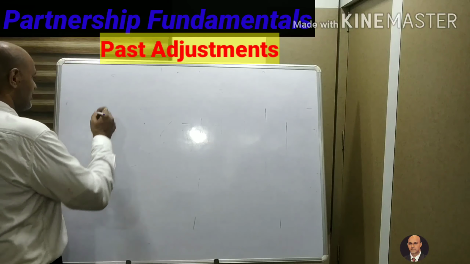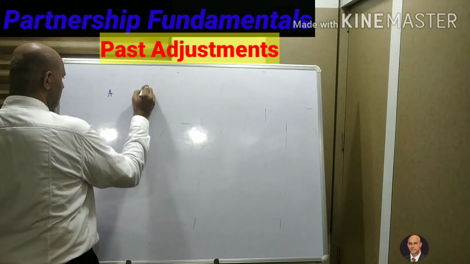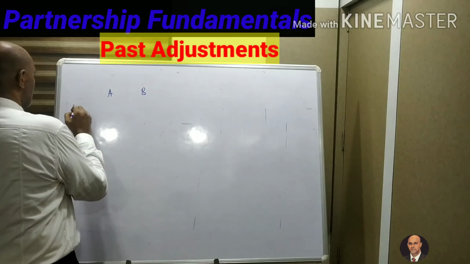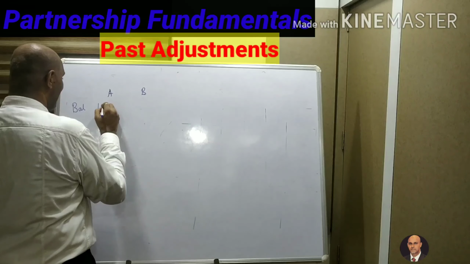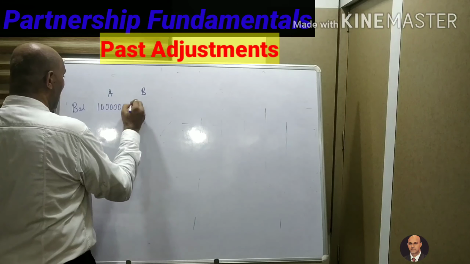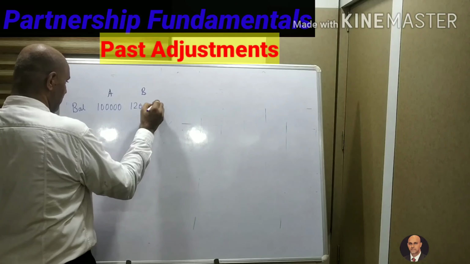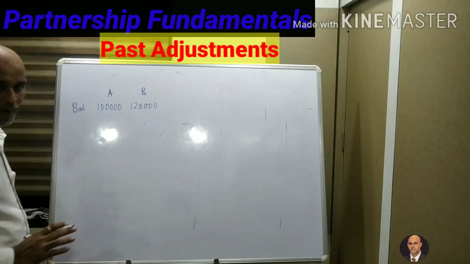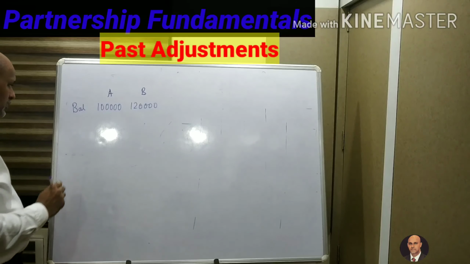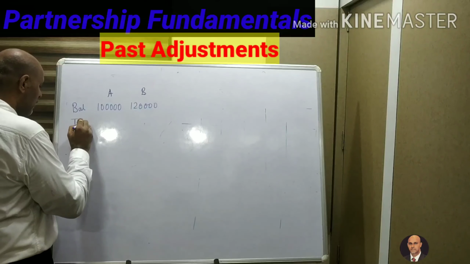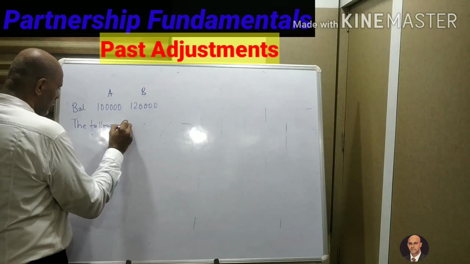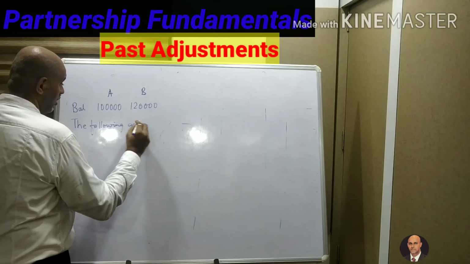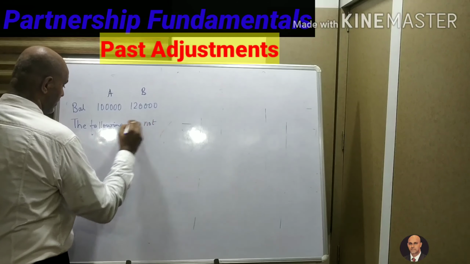There are two partners, A and B. Their capital balances are 1 lakh and 1,20,000 respectively. The following are omitted to be entered. The following are not entered.